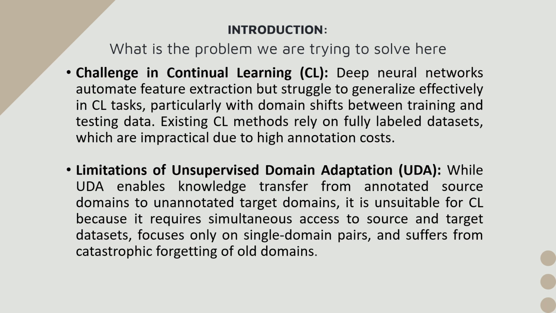This is a challenge in continual learning, where deep neural networks, even though they can automate feature extraction, struggle to generalize effectively in continual learning tasks. That is, tasks where there is domain shift between training and testing data. Domain shift basically means the input distributions of the testing and the training samples are different. Existing continual learning methods rely on fully labeled datasets, which are highly impractical due to high annotation costs.